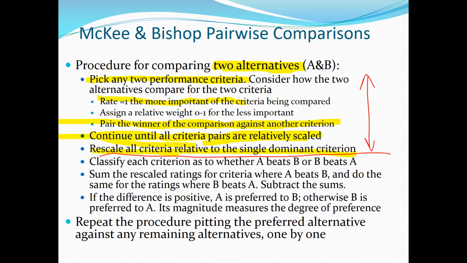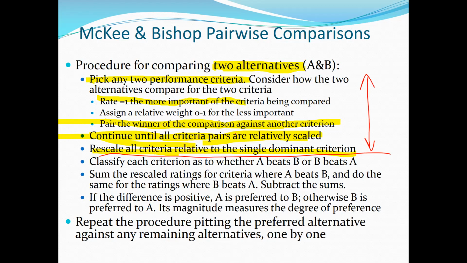So let's figure out any 2 of these passenger criteria. Let's pick out the number of passengers served and the noise pollution. So I'm picking out two of those criteria. And give me an idea. What's your idea? What should I rate?